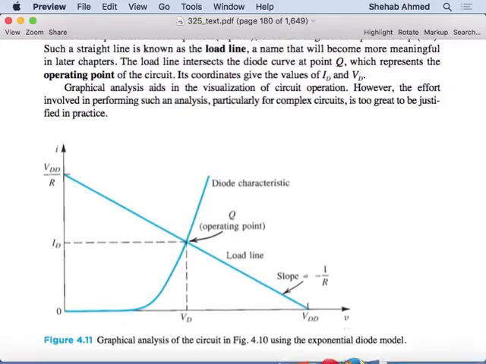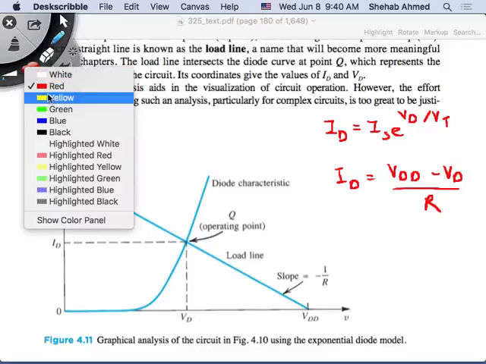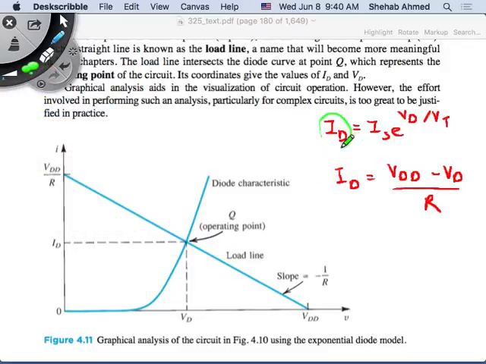I will rewrite the equations here for convenience. We have one equation that says ID is equal to IS e to the VD over VT. And the other equation, ID is equal to VDD minus VD over R. These are my two equations. My unknowns are ID and VD. R is my circuit, VDD is my power supply, VT is a thermal voltage equal to 25 millivolts at room temperature, and IS is the saturation current of a specific device. These are all givens.